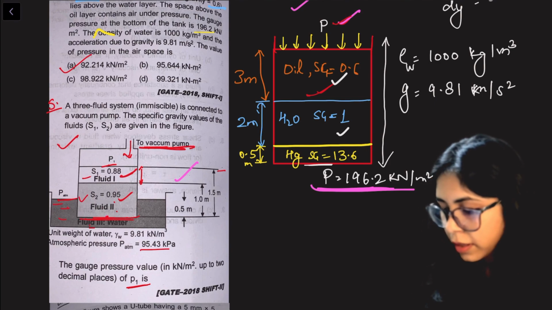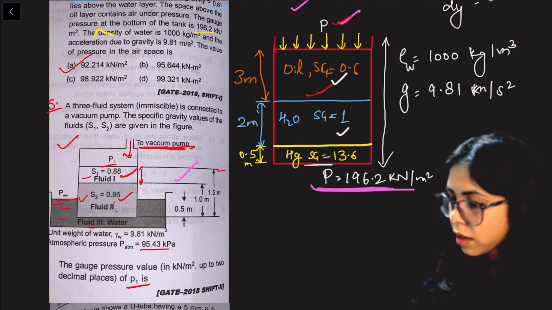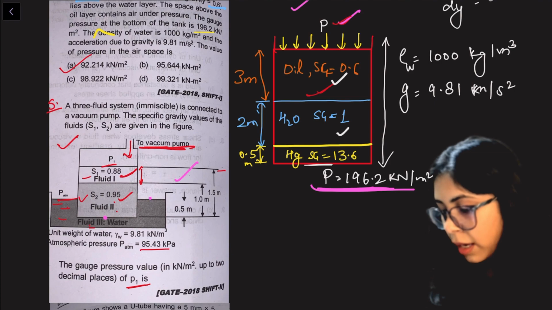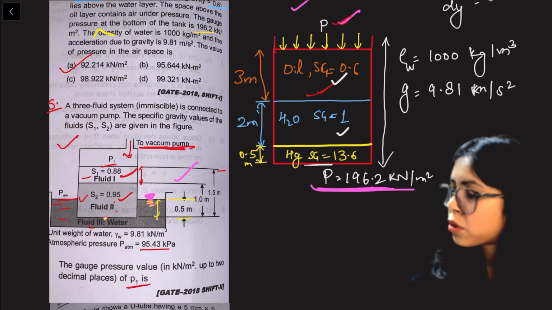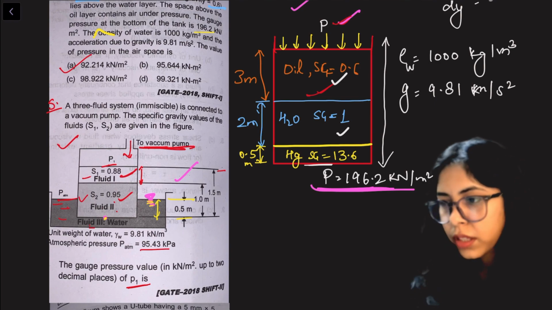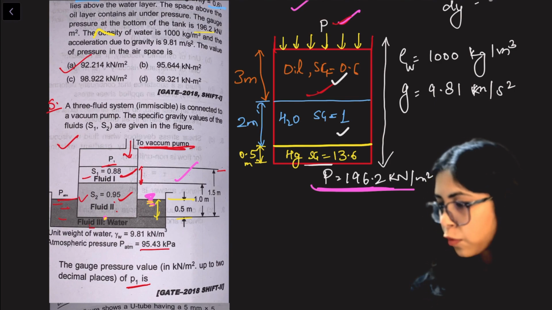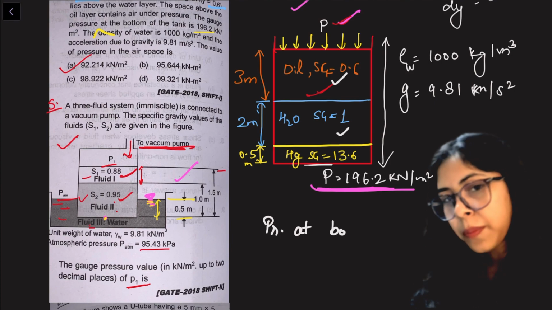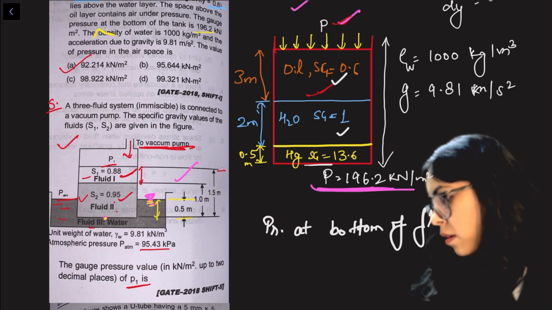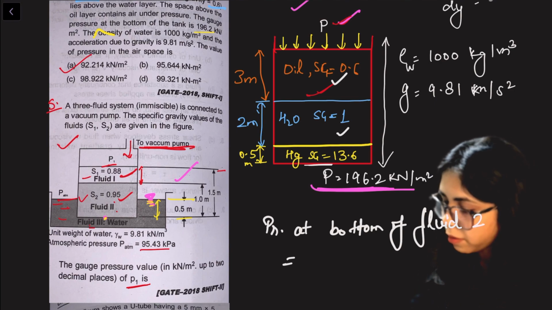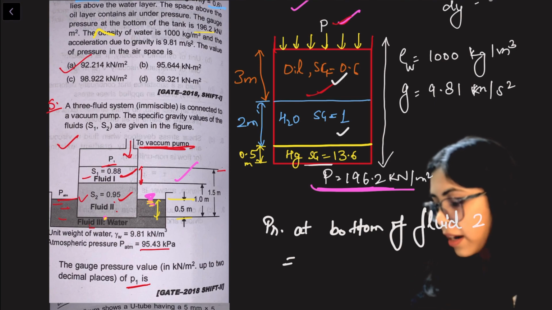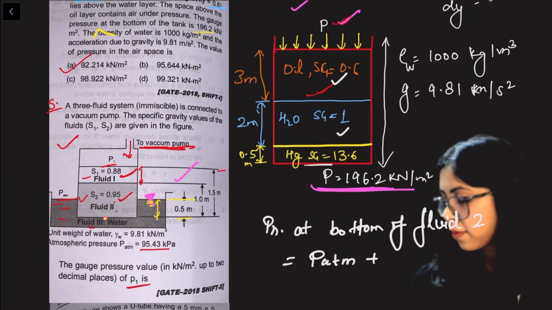How? See, we have two ways to give the pressure, right? There is one more fluid, P atmosphere. At this particular point I can calculate the pressure by this equation, given the height. For this particular point the pressure will be of the liquid above this point. So the pressure at the bottom of fluid 2 will be equal to P atmospheric plus rho g h, where rho is the density.